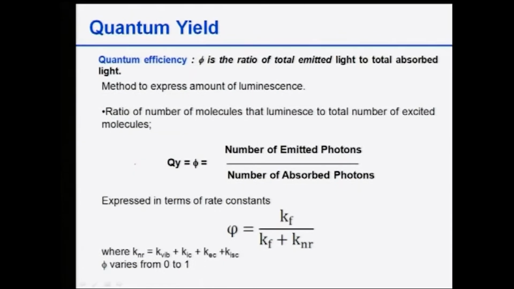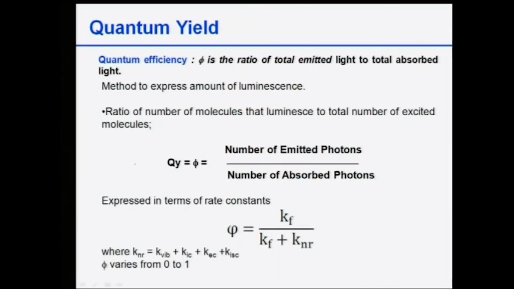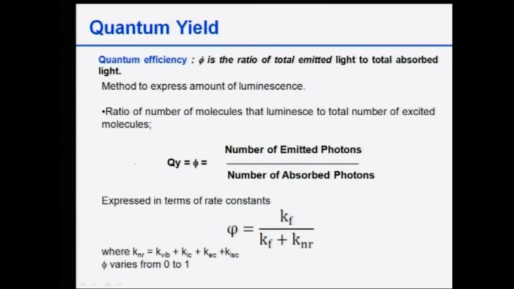Well, now let me go to the next thing after talking about all these principles, that is called quantum yield. Quantum yield is what is actually measured. Quantum efficiency is known as the ratio of total emitted light to total absorbed light. So when I put certain energy into the system, energy is absorbed, and then I get certain emitted light back. This ratio is known as the quantum efficiency: the number of emitted photons divided by the number of absorbed photons.